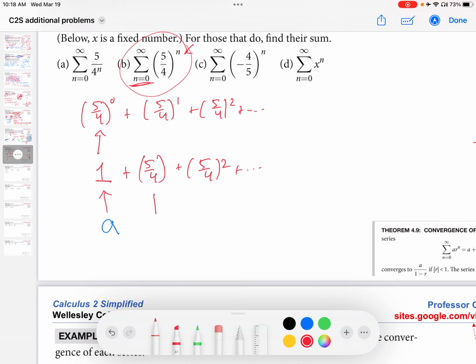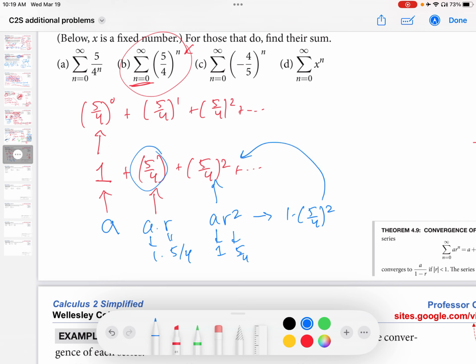And then this should be AR. A is 1, so that means that 5/4 itself has to be the R value, right? Because if A is 1, I get 1 times 5/4 gives me my 5/4. And then again, to confirm here, this should be AR squared. A is 1, R is 5/4. So AR squared should be 1 times 5/4 squared. Indeed, that's the term. So again, geometric series, I confirmed my A value, I confirmed my R value.